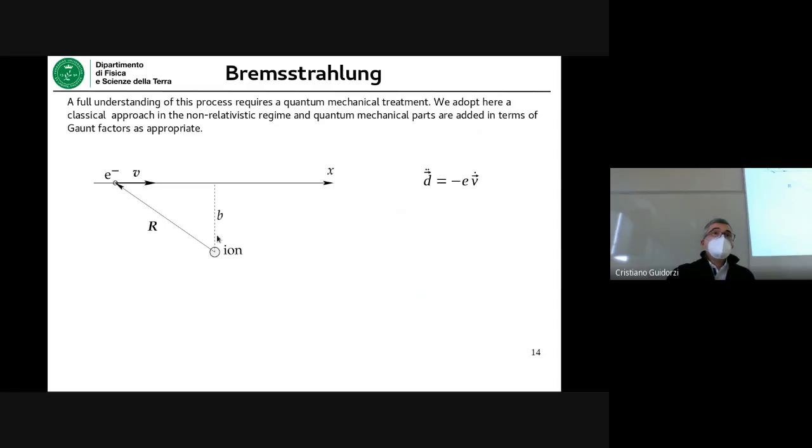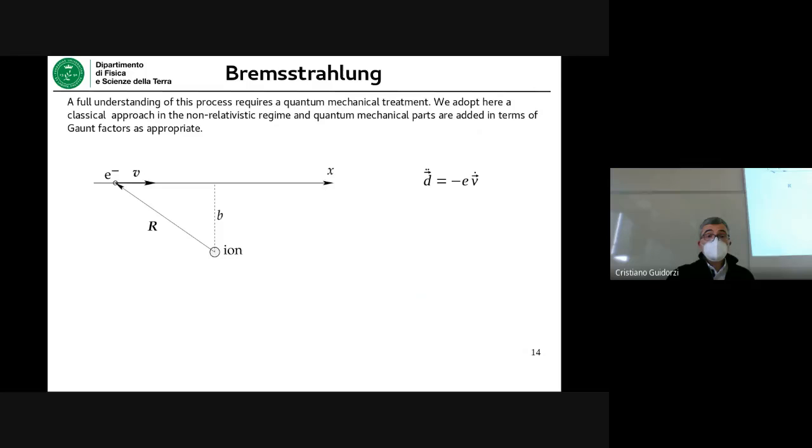So the idea is to exploit what we've seen. If you remember, when we dealt with the dipole approximation, we derived the spectrum, so the dependence of the spectrum, in particular on the frequency and on the Fourier transform of the dipole moment. So the idea is just to exploit that. The goal here is to derive the dipole moment of the system.